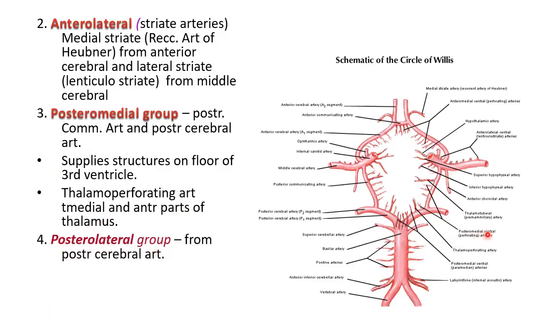Then the posterolateral branches, mainly from the posterior cerebral arteries, supply the posterior part of the thalamus, the pulvinar of the thalamus, the medial and lateral geniculate bodies, and also your large lateral and ventral group of thalamic nuclei. These branches, which are grouped under the circle of Willis, we have already discussed separately under the respective arteries. The anterior cerebral artery, we have discussed its anterolateral and anteromedial branches. Posteromedial and posterolateral, we have just discussed in the posterior cerebral arteries.